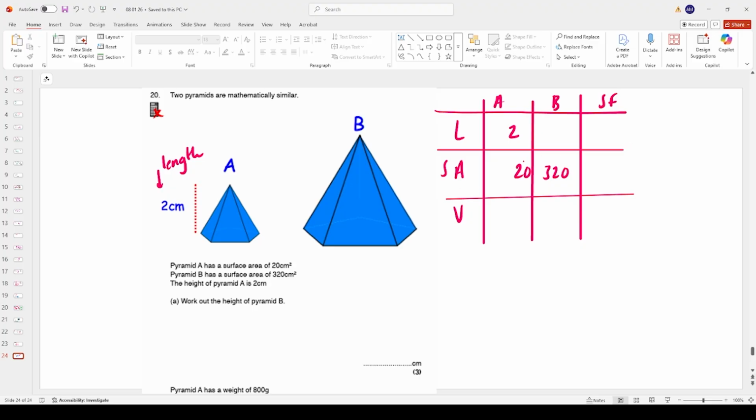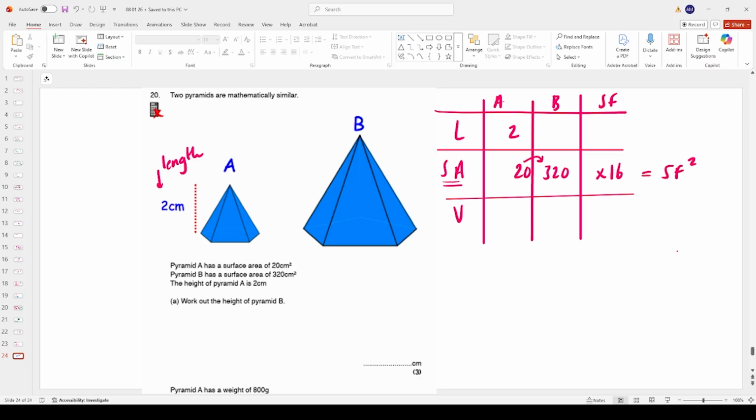Okay, guys, how do I go from 20 to 320? It's times by 16, right? Let me know if you're on the same page. So how do I go from 20 to 320? I times by 16. Agreed? Yes, no? Times by 16. Okay, so that scale factor, because it's an area, is the scale factor squared. So 16 is the scale factor squared.